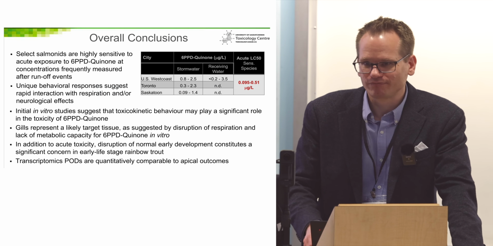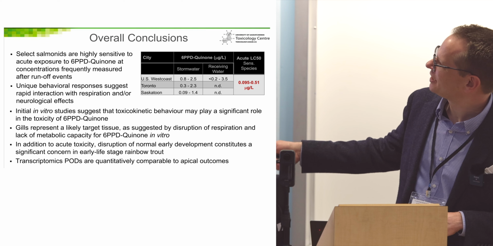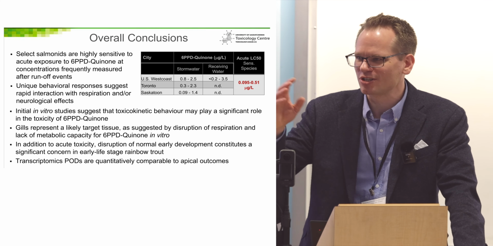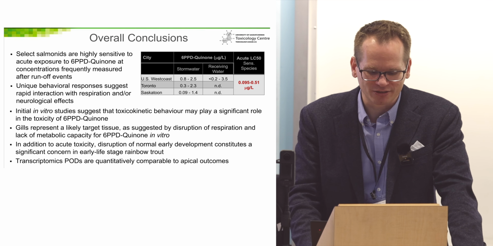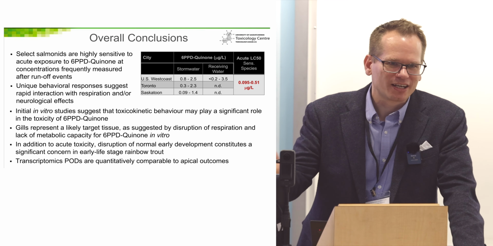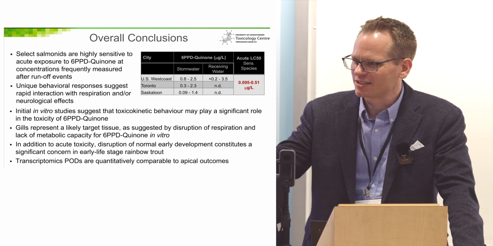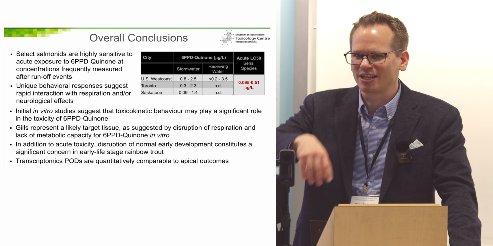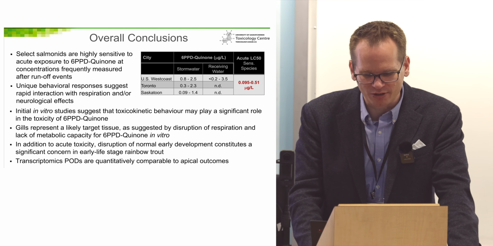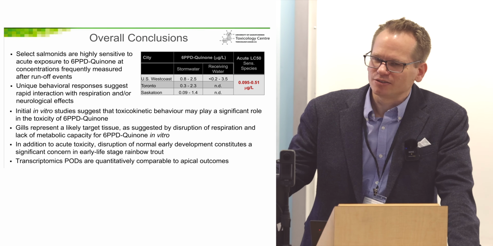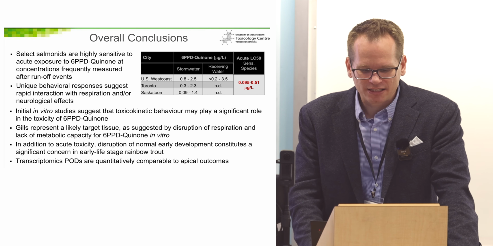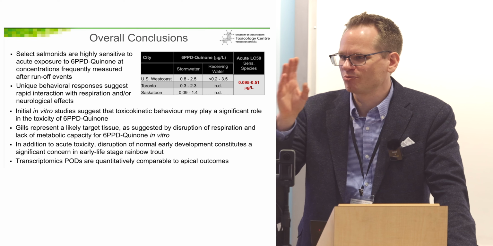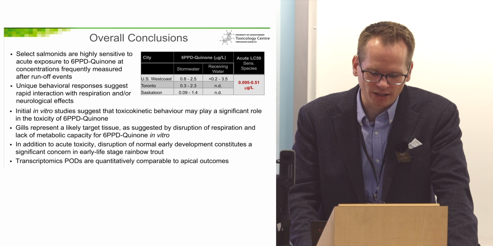So overall, I guess I was able to show that select salmonids are highly sensitive to 6-PPD quinone at those levels we frequently measure in the environment, right? This is not isolated to coastal populations. This also has a lot of inland relevance. And in particular, when you look at lake trout, this is something that certainly in the Great Lakes we are very concerned about, right? There's unique behavioral responses which do suggest to us that something is going on with respiration, perhaps those neurological effects as well.